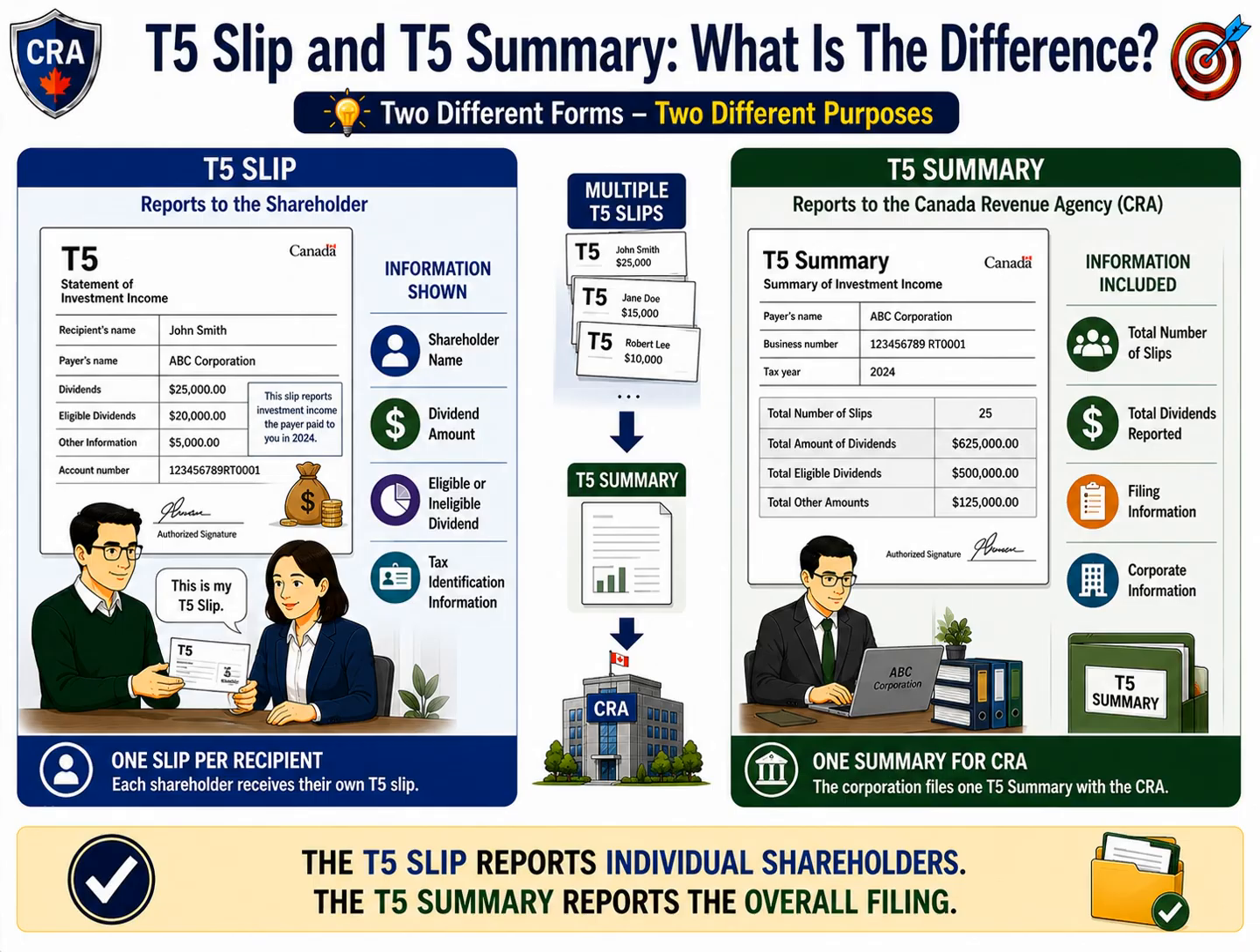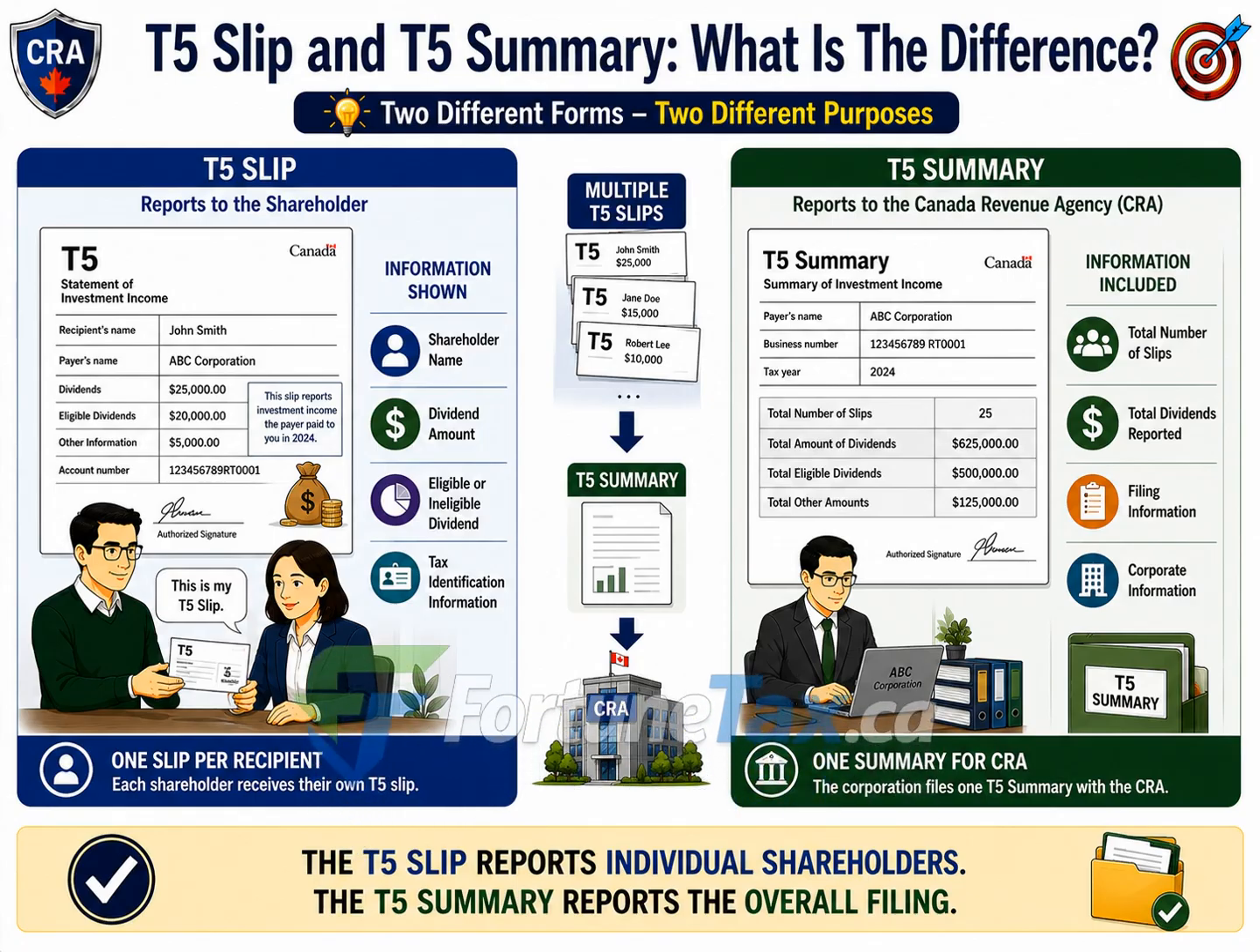Multiple T5 slips are prepared for individual shareholders. Those slips are then combined into a single T5 summary that is submitted to the Canada Revenue Agency as part of the corporation's information return filing.